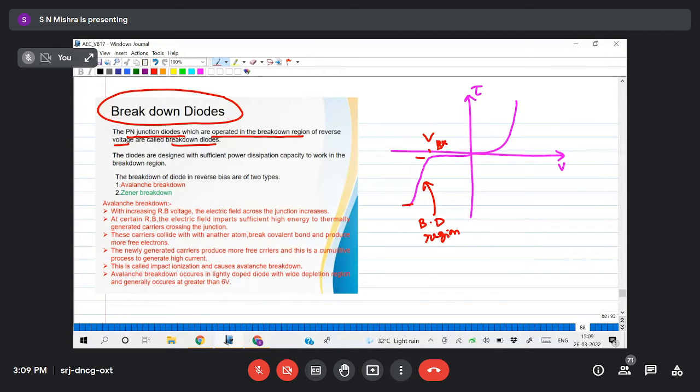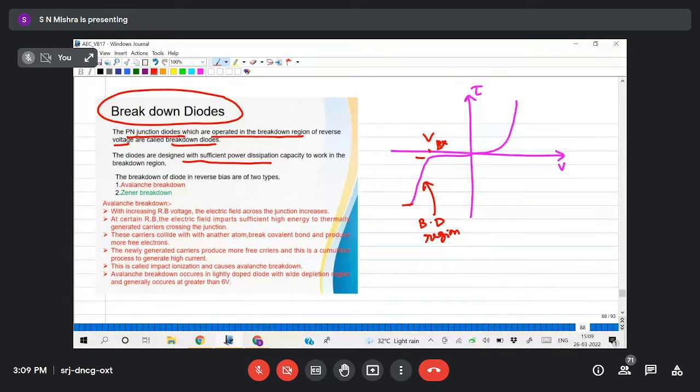Now, why are these sustaining this voltage? Because they are designed with sufficient power dissipation capacity. More current will flow means what? It will generate more heat. So more heat means, in that diode area, if a huge amount of power is generated, then it will burn. So here, specially designed diodes which sustain this high power are used. Some fabrication steps are different, and some parameters we consider during the fabrication of these special breakdown diodes.